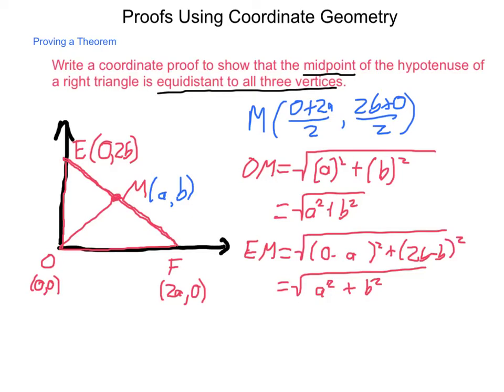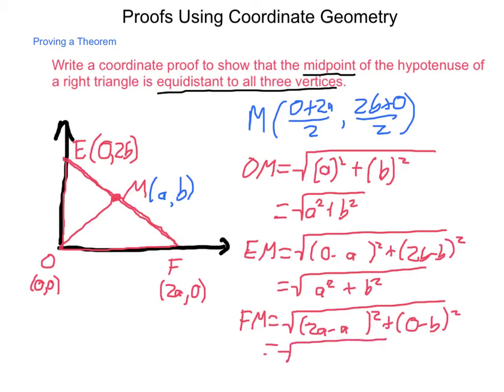Let's check to make sure that FM is too. So FM is equal to the square root of, again, our horizontal change squared plus our vertical change squared. This time our horizontal change from F to M, we're going from 2A to A, so we get 2A minus A. And then our vertical change will be from 0 to B, and that is 0 minus B. Simplifying this, 2A minus A is just A, so we end up with A squared. 0 minus B is negative B. Negative B squared, negative times negative is positive, so we end up with B squared. All three lengths from the midpoint to the vertices are equidistant. So we have hereby proven this theorem to be true.